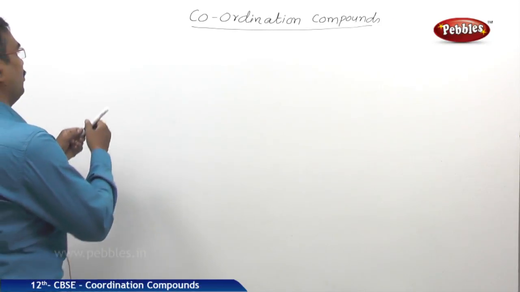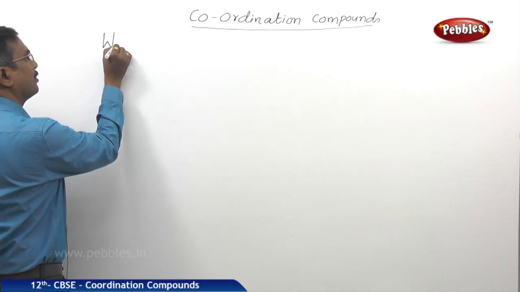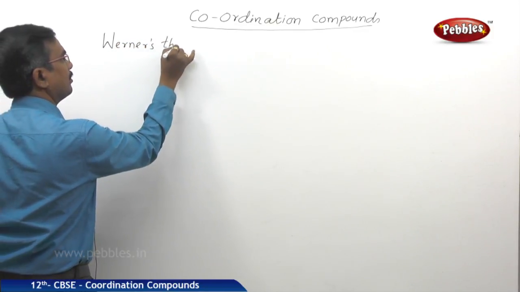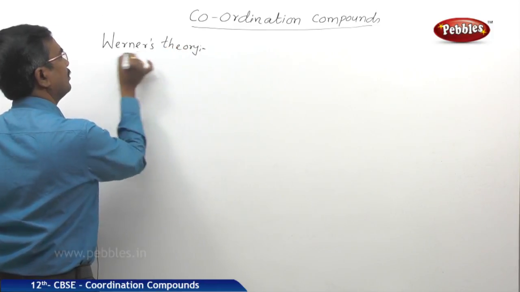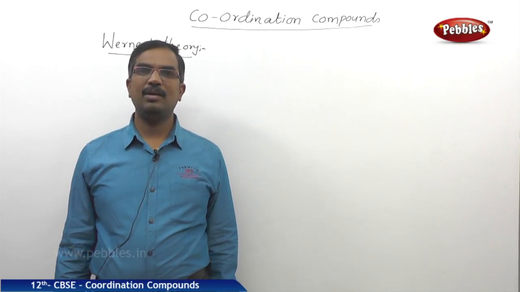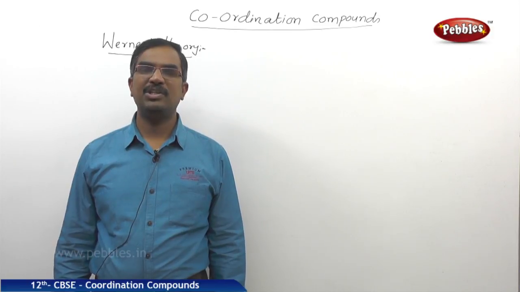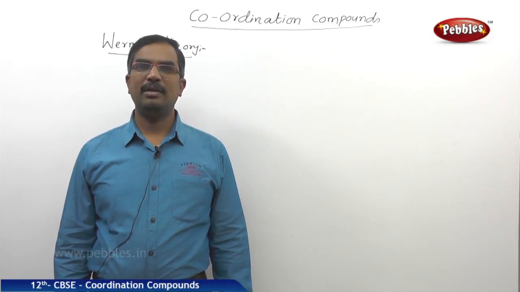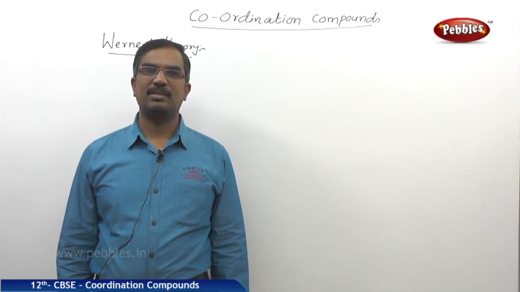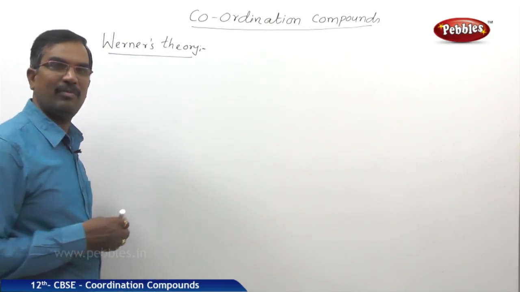We'll start with Werner's theory. This theory explains exactly what a complex is and how we can differentiate or indicate a complex. In order to explain this, Werner considered the cobalt amine complexes. Let us see the main points of Werner's theory.